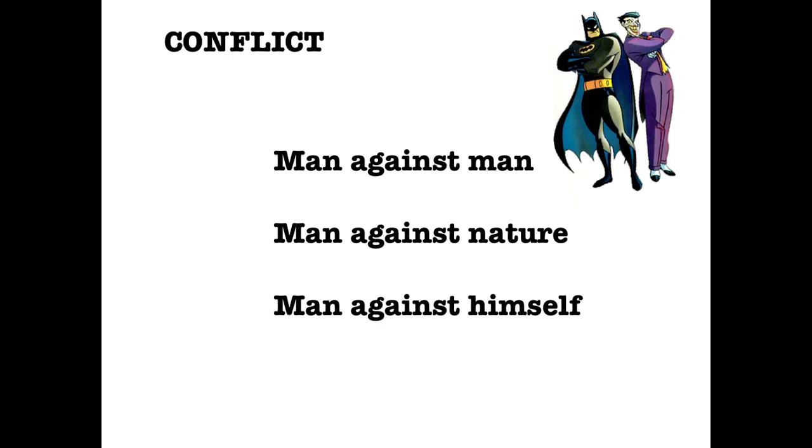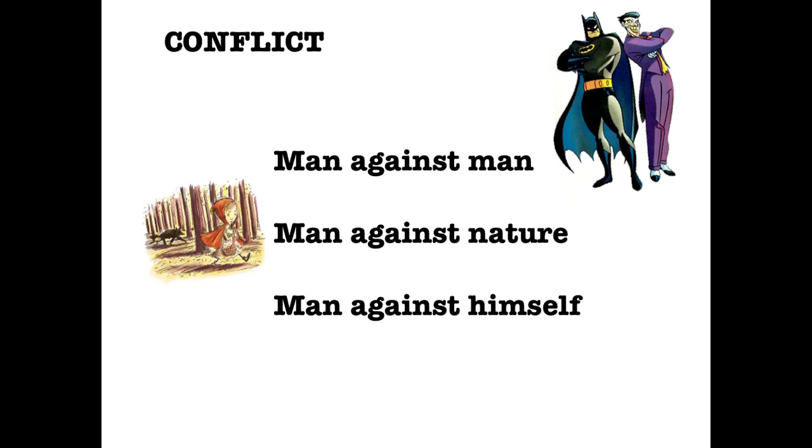The second type of conflict, man against nature, is when your protagonist is a human being again, but the antagonist can be nature itself, so the wind, cold, heat, a storm, but also animals. So the example I wanted to bring up now is, again, the Little Red Riding Hood. So there you have it, man against nature.